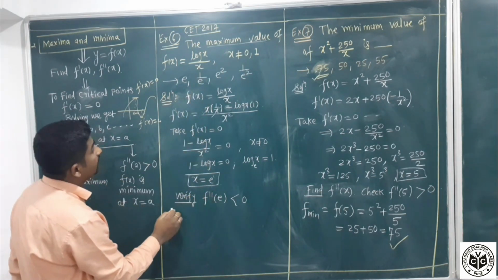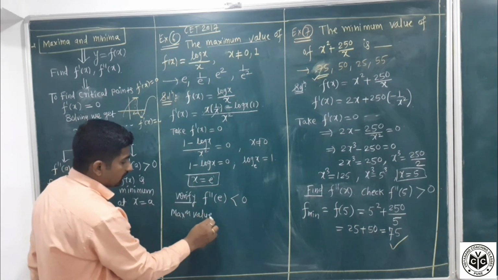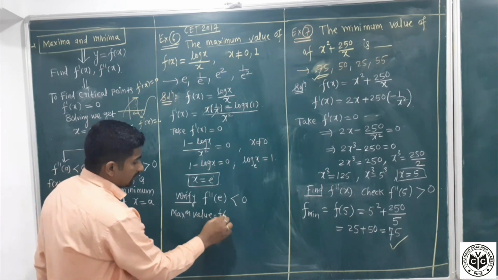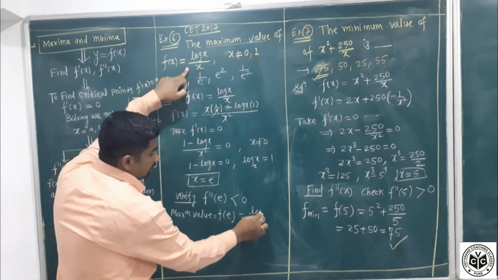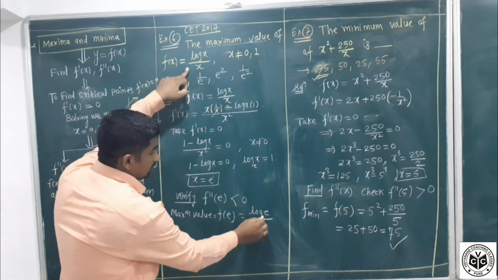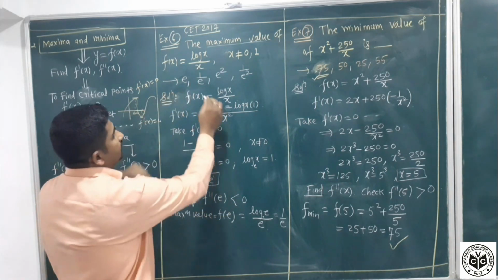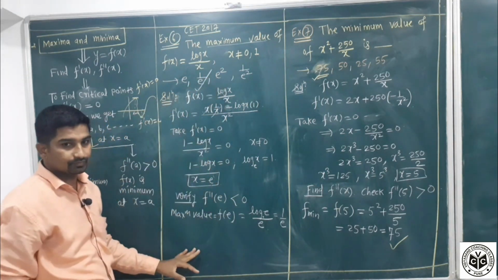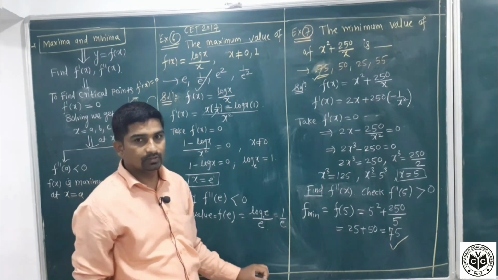So what is the maximum value? The maximum value is f of e, meaning we have to put x is equal to e, which is log e by e. So log e to the base e is 1. So the answer is 1 by e. So this is your correct answer. Okay. So next.